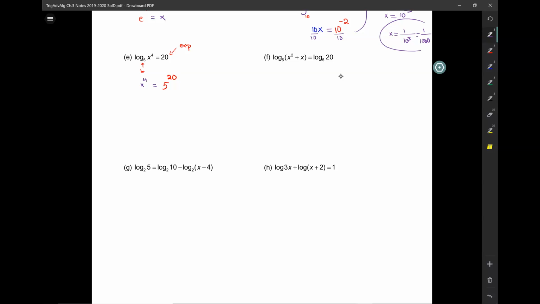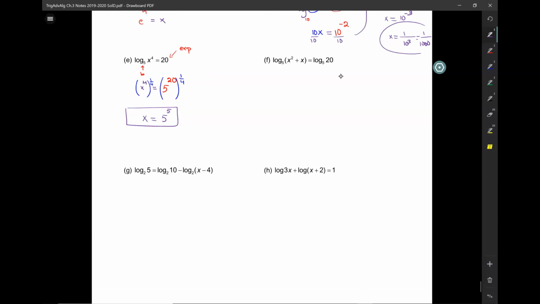Okay? So now, how do I get rid of x to the 4? How do I get rid of that exponent? What do I do? To the power of 1/4. Absolutely. So to the power of 1/4, to the power of 1/4, and I get x equals 5 to the power of 20 over 4, 5. And rule of thumb, if your value exceeds 3 digits, like if it goes into the 4 digits and above, just leave it like this, okay? But if you get something like 3 cubed, which is 27, write it out.